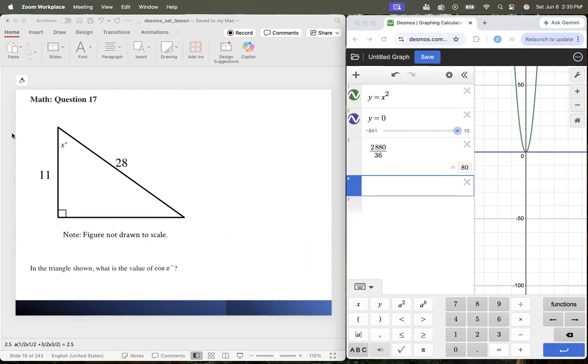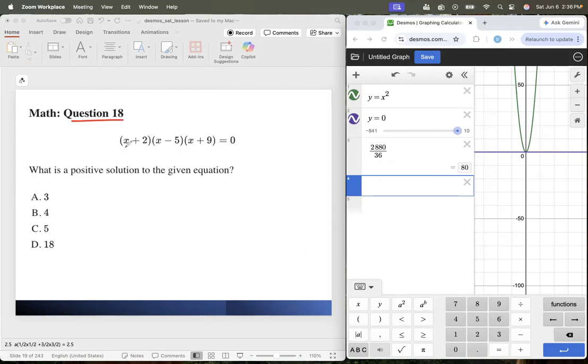This is also straightforward. I don't know why this question was asked, but basically they give you a 3 point. They give you a right angle triangle, and you need to find cosine. So cosine is what? Adjacent over hypotenuse, right? Based on this angle, the adjacent is here, hypotenuse is here, so 11 over 28.